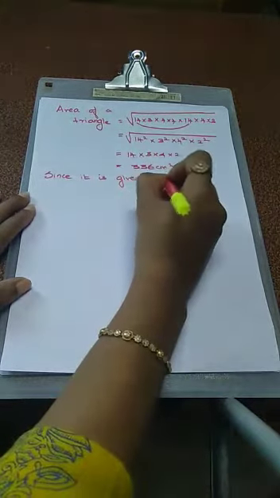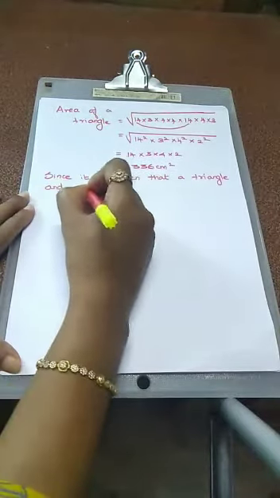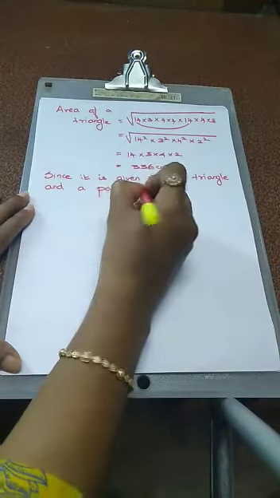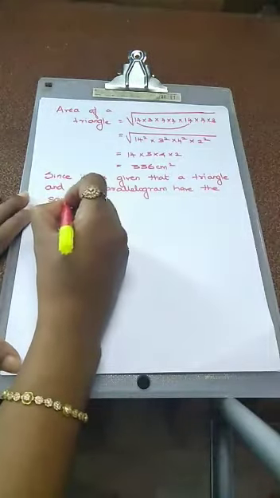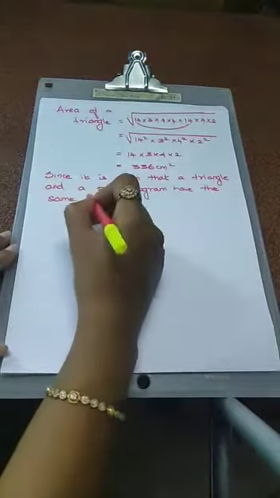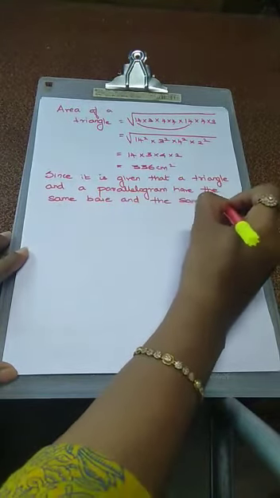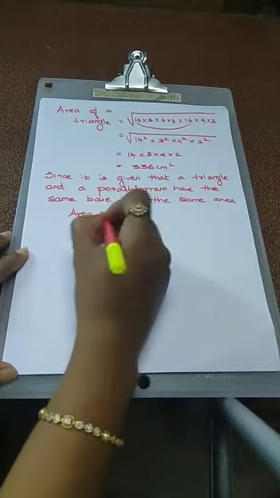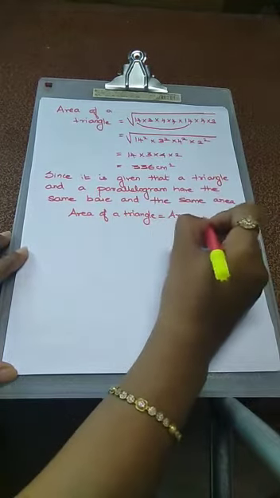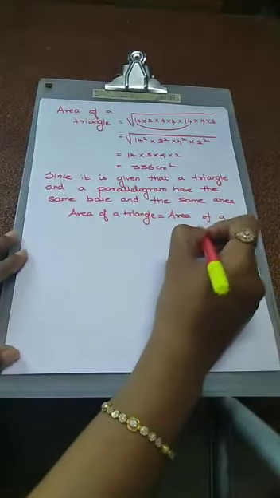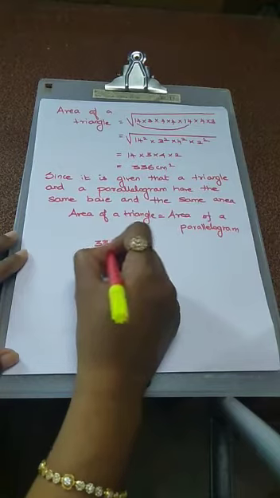It is given that a triangle and a parallelogram have the same base. That is also mentioned. They have the same base and the same area. So now we just equate the area of the triangle and the area of the parallelogram. We just calculated the area of the triangle as 336.